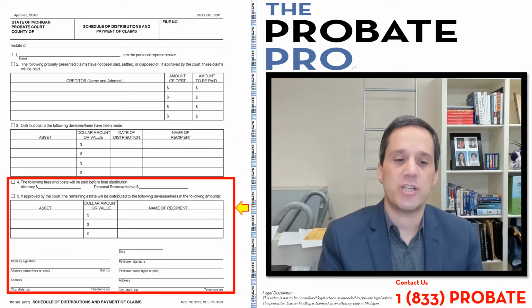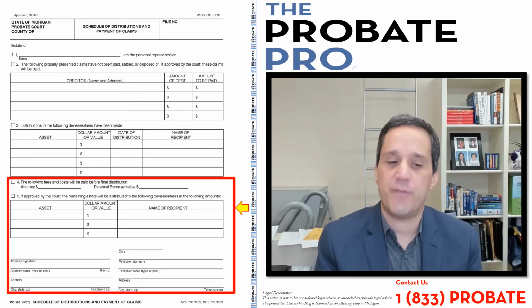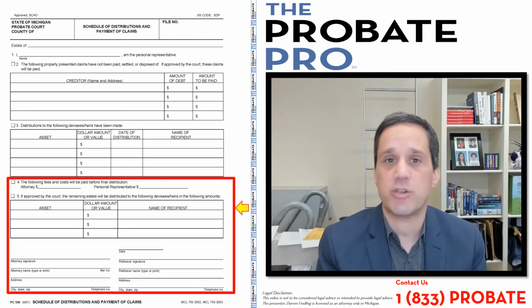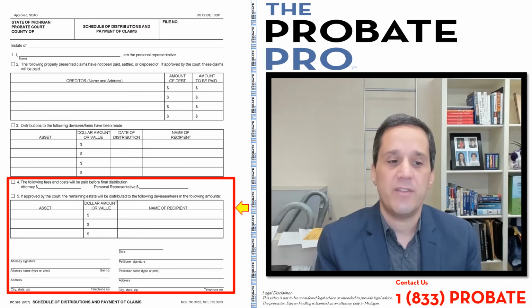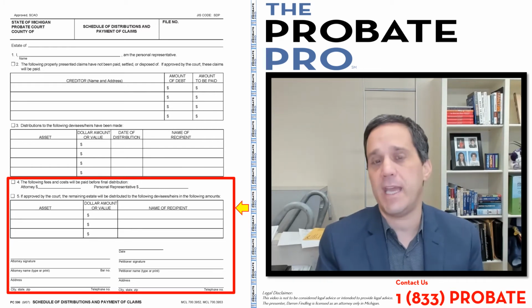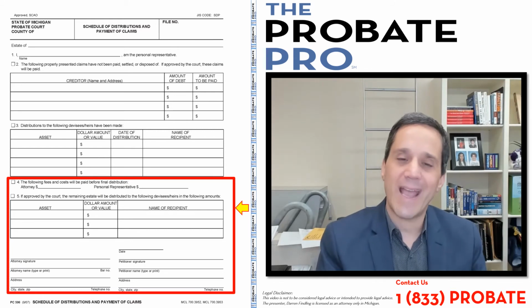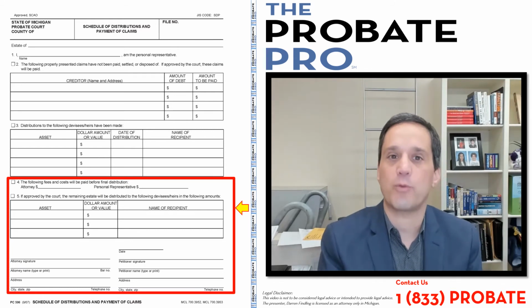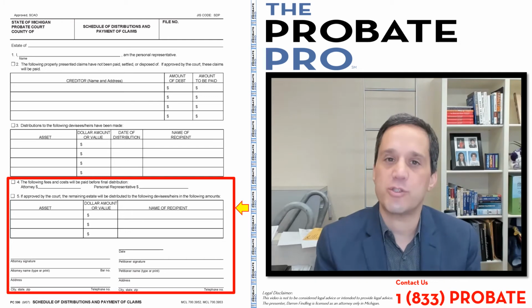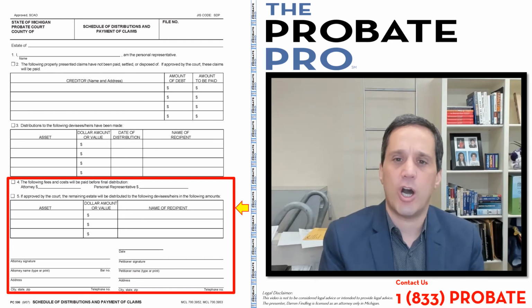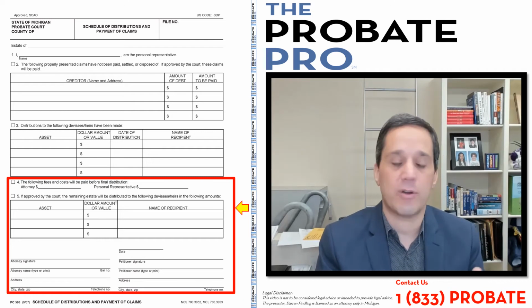The next section addresses the attorney fees and fiduciary fees. Remember that a personal representative can charge a fiduciary fee as well as retain counsel, and this is where you identify the fees and costs that will be paid before distribution. Then the next section is you're asking, if approved by the court, that the remainder will then be distributed as set forth. So often this is the residue clause of a will. The remainder after specific distributions are set forth.